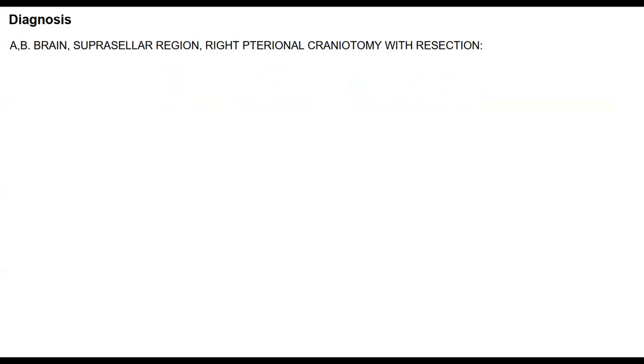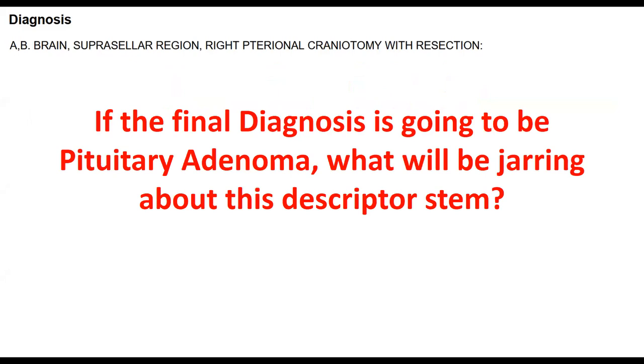Brain, suprasellar region, right pterional craniotomy with resection. Okay, now look, if the final diagnosis is going to be gonadotroph adenoma, what would be jarring about this descriptor, the stem? The final diagnosis is going to be pituitary adenoma, right? We say it's going to be a gonadotroph adenoma. What doesn't work with the descriptor, the stem, with pituitary adenoma being right below it? What doesn't work? What's odd?